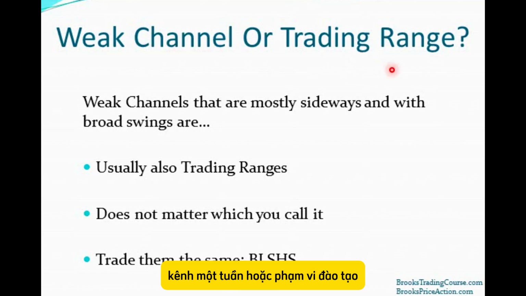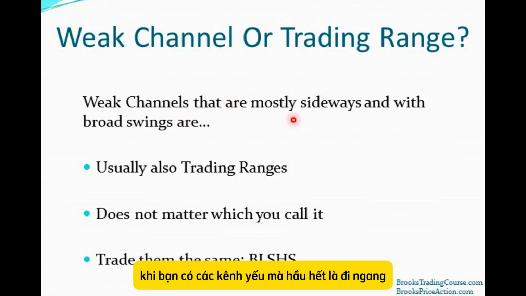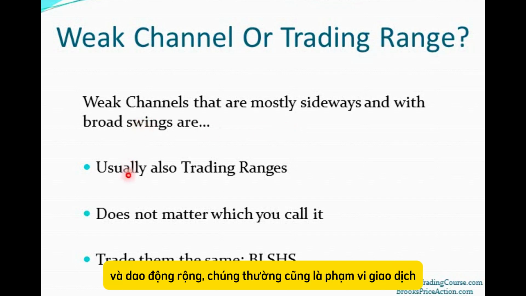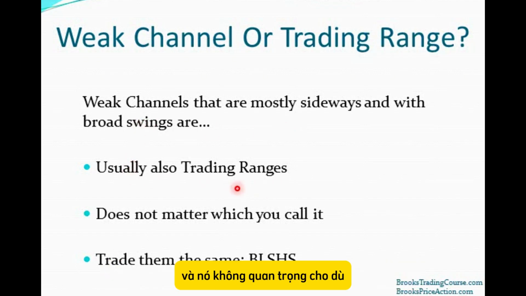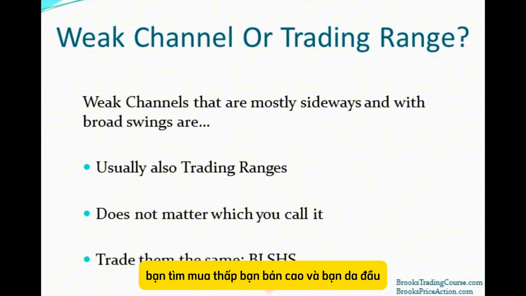Weak channel or trading range. When you have weak channels that are mostly sideways and broad swings, they're usually also trading ranges. And it doesn't matter whether you call it a trading range or a weak channel. You treat them the same. You trade them the same. You look to buy low, sell high, and scalp.